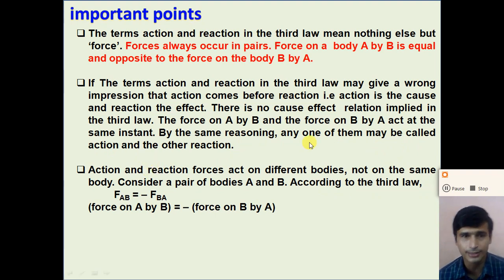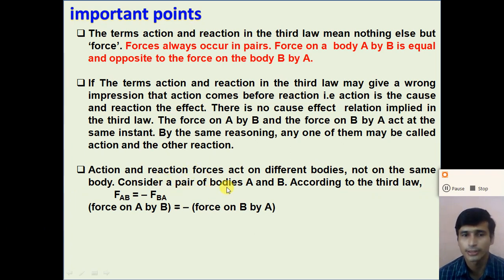So the meaning of action and reaction is like this, not like that. If we apply an action on a body, then as a reaction that body applies a force on the first body. It does not mean the action and reaction forces act on the same body at the same time, right? Third point: the action and reaction forces act on different bodies, not on the same body, right?